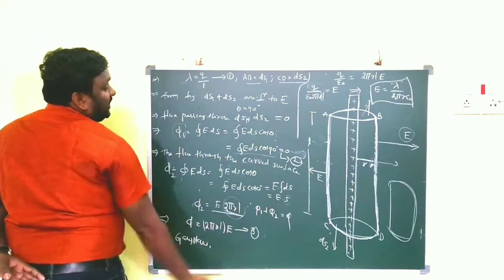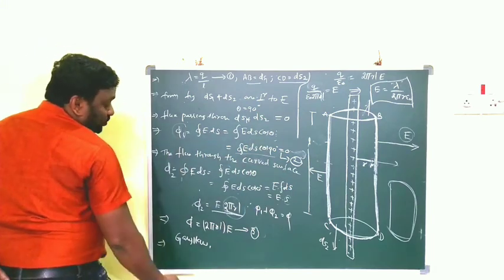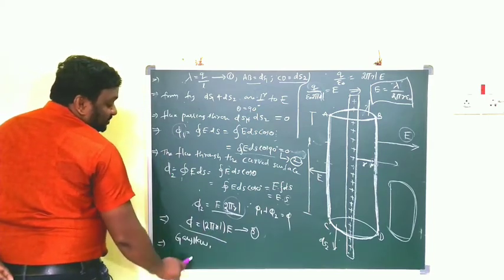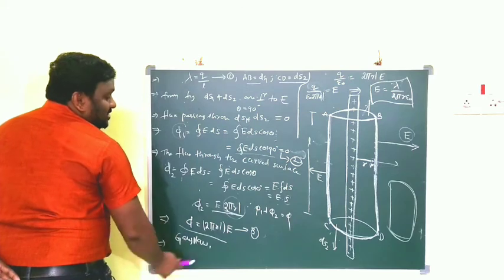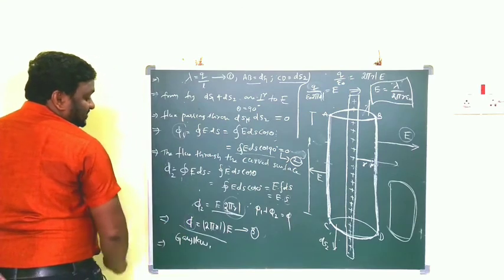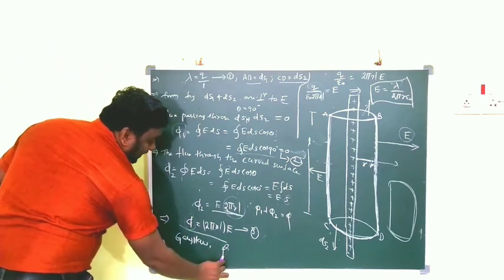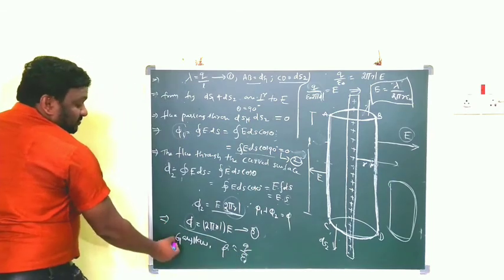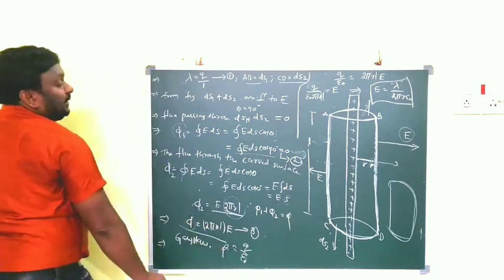This is the flux passing through the curved surface, and phi 1 is the flux passing through ds1 and ds2. If you add those two, you get the same thing, because phi 1 is 0. Then phi is equal to 2 pi R L into E. Here phi is the flux. But according to Gauss law, phi is equal to Q by epsilon naught.